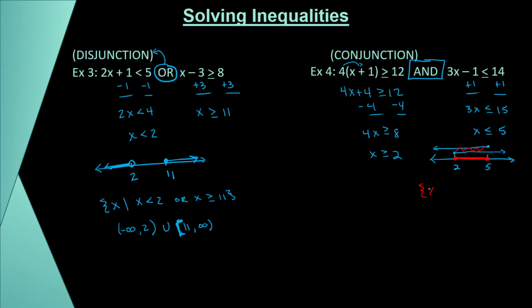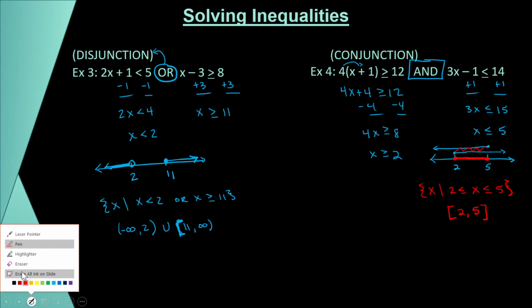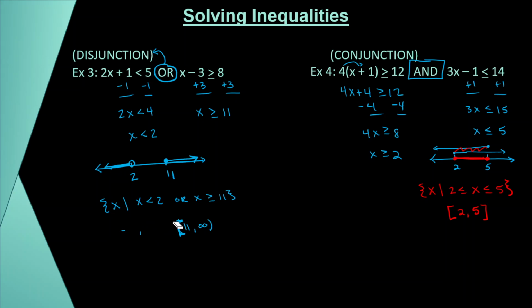That would make my solution x between 2 and 5, or in interval notation from 2 to 5. Okay, let's do one more example. I'm going to erase a little bit of this. And do this one. Now this is also a conjunction.